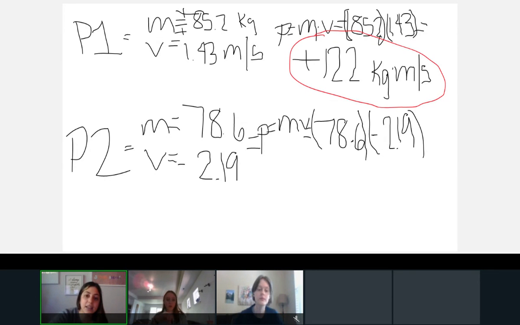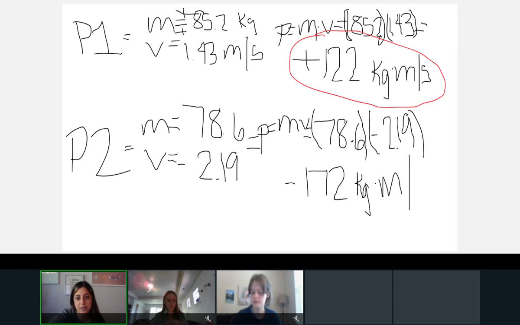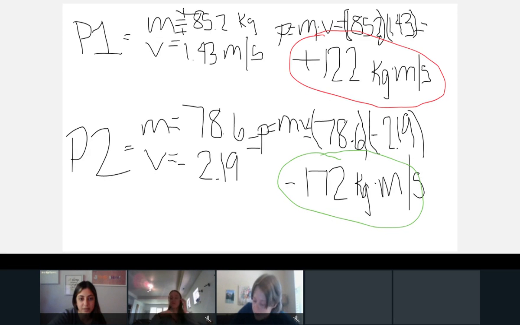So then what does the momentum for player two come out to be? 172.134. Good. And then don't forget, we need to include that sign. So remember, we're doing a positive number, multiplying it by a negative number. So what is the sign going to be for this number? Negative? Yep. And our units, kilograms times meters per second. Good. So now we've got our momentum for player two. All right. So we've got our momentum for our two guys. So far, so good? Okay.